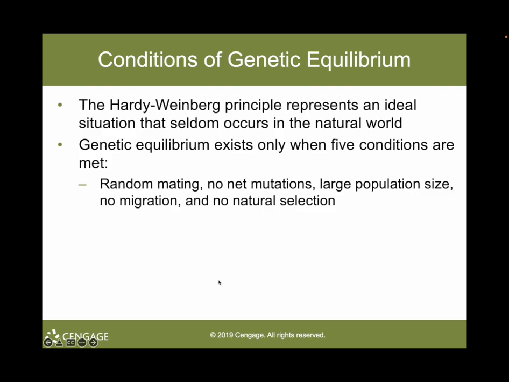The 5 conditions are as follows. Number 1, mating has to be random. Number 2, there are no net mutations. There cannot be any mutations in the population. There is an infinitely large population. There is no migration, so there are no individuals coming into the population and no individuals leaving the population. And lastly, there is no natural selection. Those are the 5 conditions that must be met for a population to meet the Hardy-Weinberg principle, to be in genetic equilibrium.